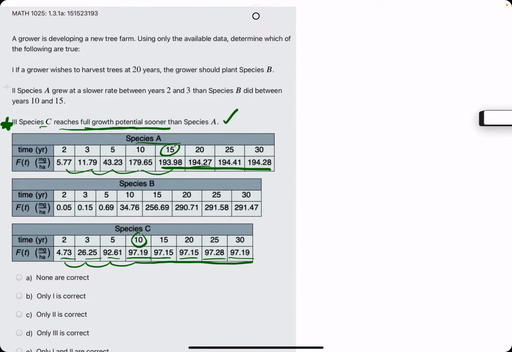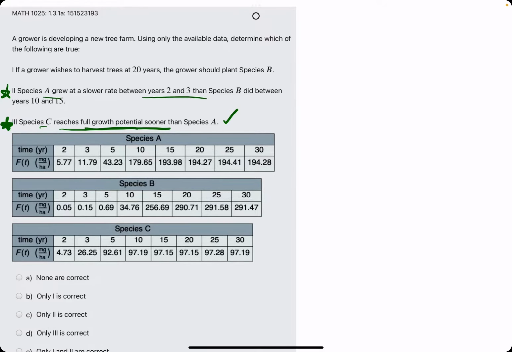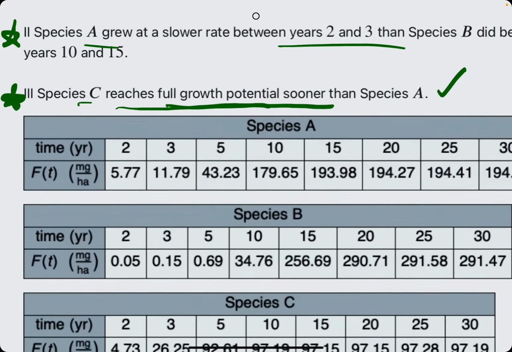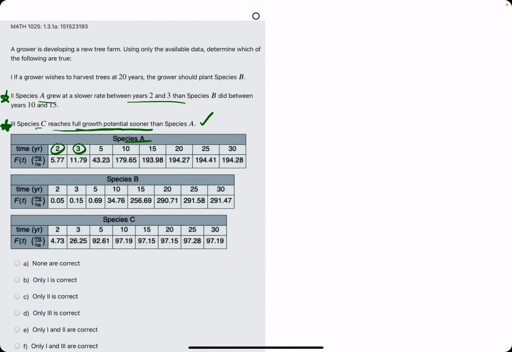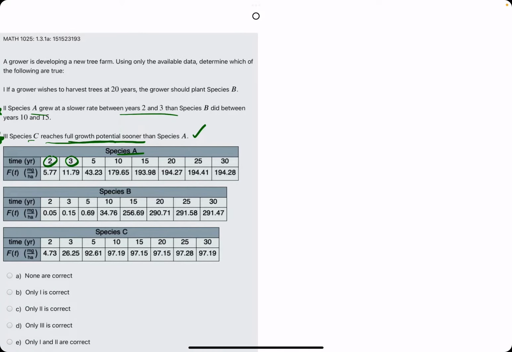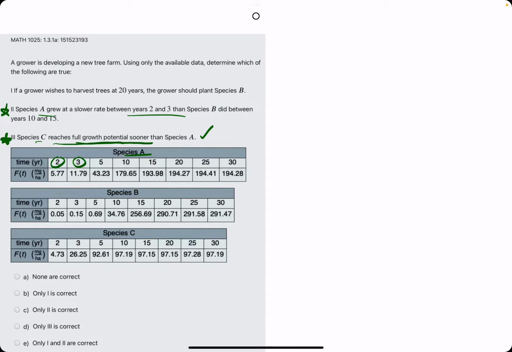All right, number 2. Species A grew at a slower rate between 2 and 3 than species B did between 10 and 15. There are a couple of pieces to keep in mind. They first say species A grew at a slower rate between years 2 and 3. So the first thing we need to do is find the rate of change of species A between years 2 and 3. How do we do that? That's just another way of asking us to find the slope.